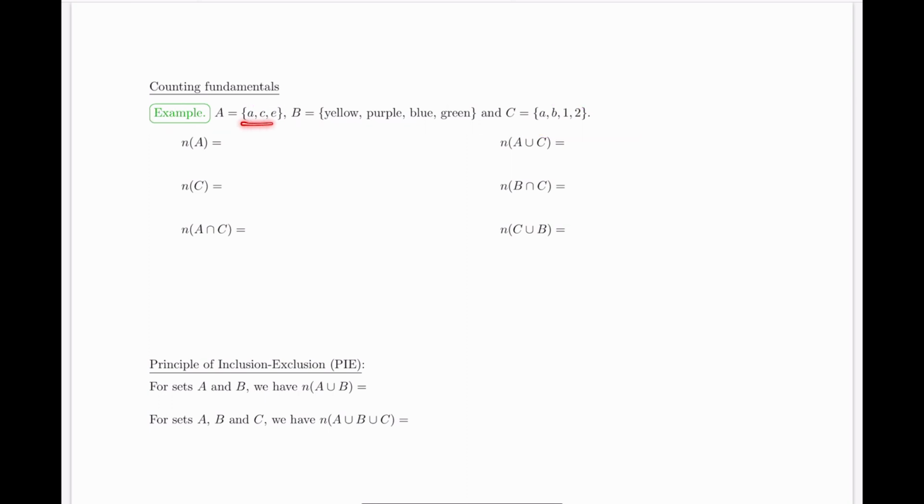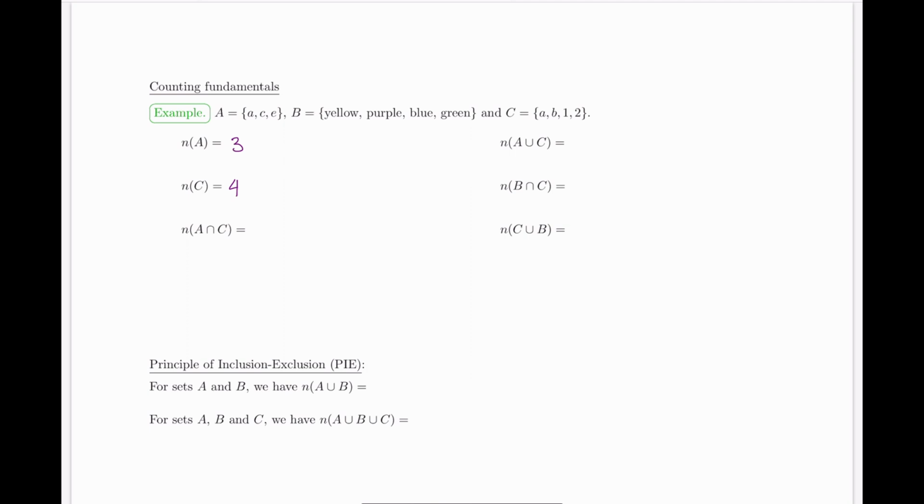So here I have sets A, B, and C, and I'm asked to count the number of elements in the various sets and their subsets. Again, N of A is the number of elements in A, which can also be denoted by the vertical bars. So how many elements are there in A? Well, that's pretty straightforward. I can see all of them. There are 3. How many elements are there in the set C? 1, 2, 3, 4. So there are 4 altogether.